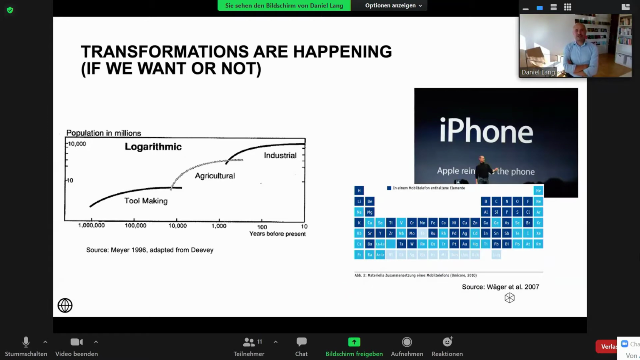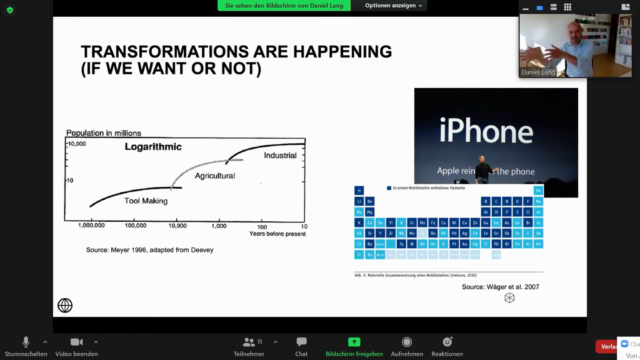This was also mentioned in the previous talks, but just to remind ourselves that, on the one hand, transformations or transitions are happening. On the left-hand side, you see a picture of these big transformations: from tool making, that means the change from hunter-gatherers to agricultural societies. Then we had this huge transformation from the agricultural societies to the industrial societies. Now we are in the midst of the transformation to an information or knowledge society.